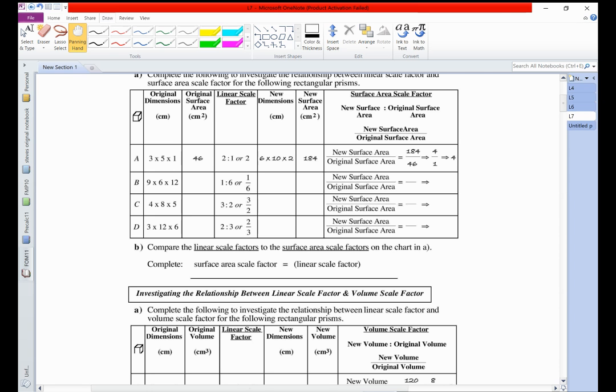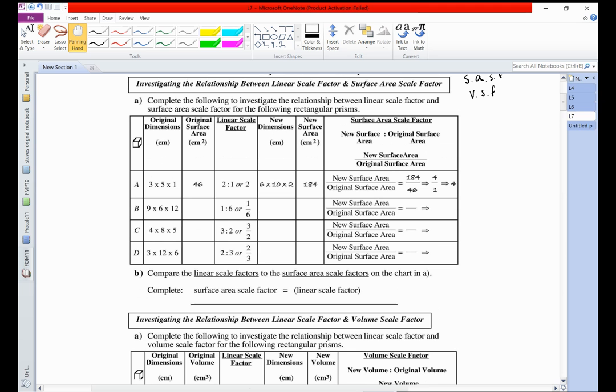What we're going to do is look at surface area of rectangular prisms, I believe. Yeah, 3 by 5 by 1. Let's go through the first one together. We have a 3 by 5 by 1 rectangular prism. It's going to look something like this, where we have a 3 by 5 by 1, and we want to calculate the surface area.